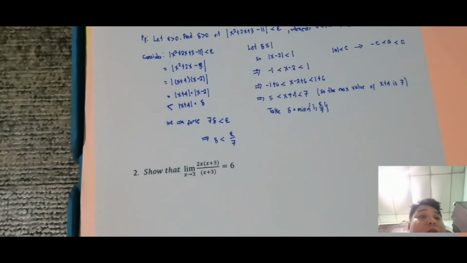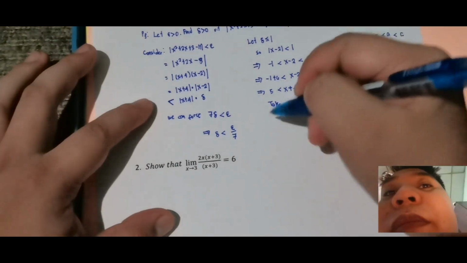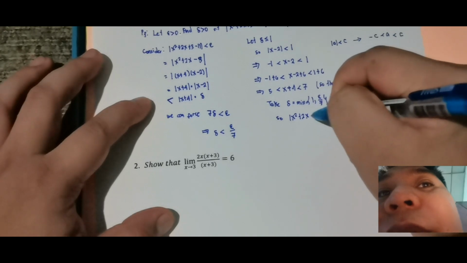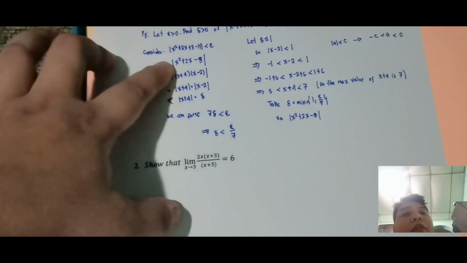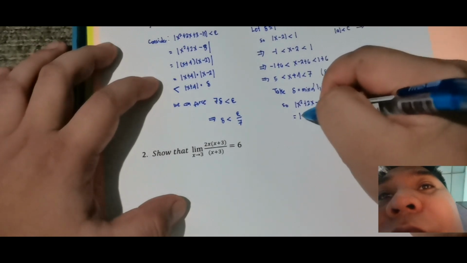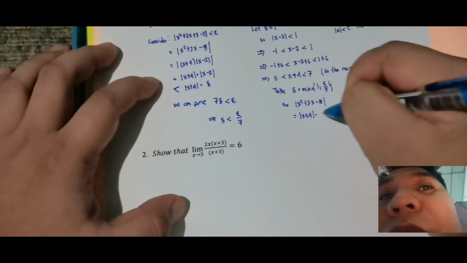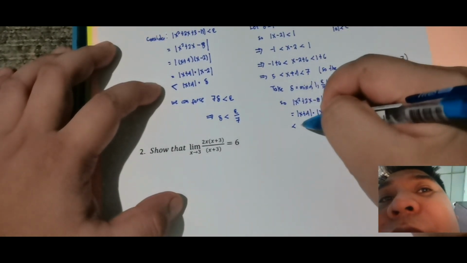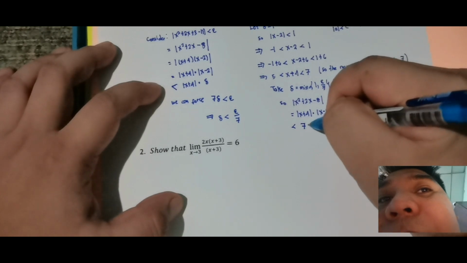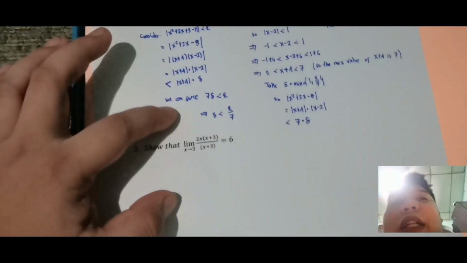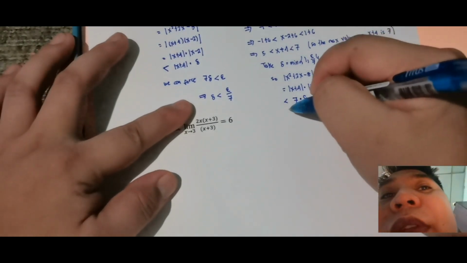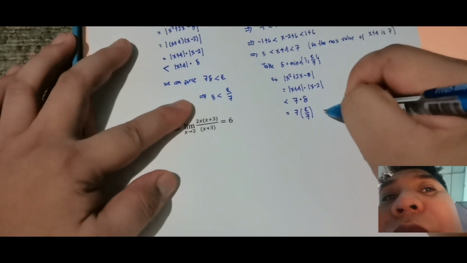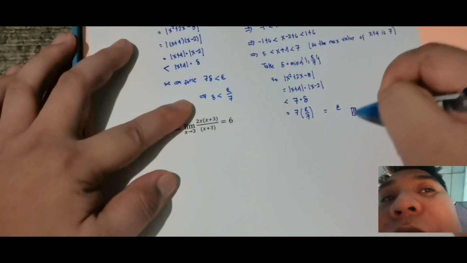So, nakahanap naman ako ng delta, epsilon over 7 doon. So, ang mangyari, yung x squared plus 2x minus 8, dito yan, okay, is equal to x plus 4 multiplied by x minus 2, na magiging less than 7 multiplied by delta. Okay, next, ano yung delta? Yung delta natin is epsilon over 7, and this is equal sa 7 times epsilon over 7, which is equal sa epsilon. So, therefore, this is done.